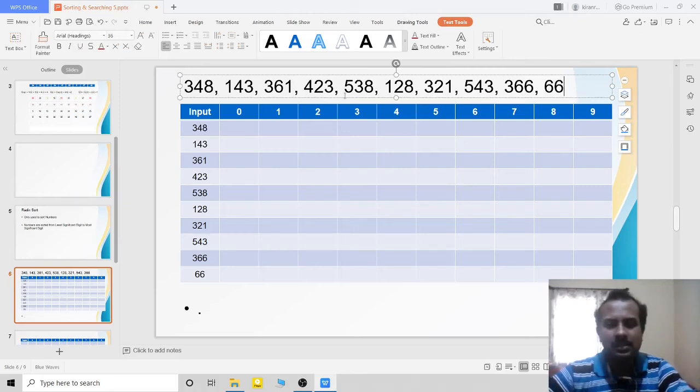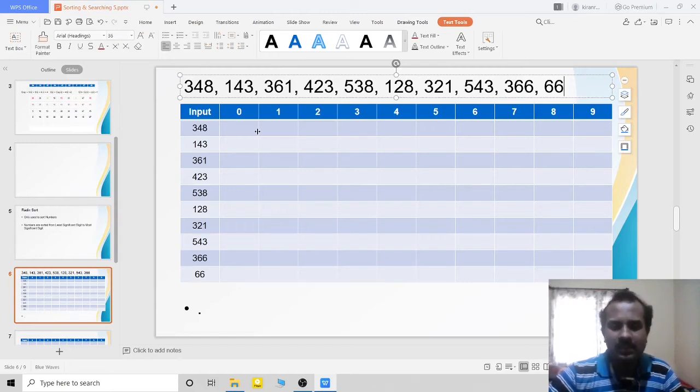So what you can do here is, what is the number format? Decimal number format. That means I am going to have the digits from 0 to 9, right? So write down that 0, 1, 2, 3, 4, 5, 6, 7, 8, 9. Then in the column, write down the given numbers, input 348, 143, 361, 423, 538, 128, 321, 543, 366 and 66. Don't alter or change the order of the numbers.